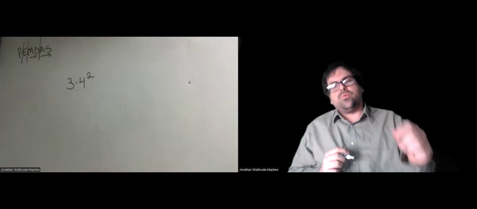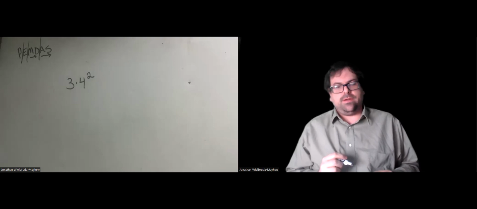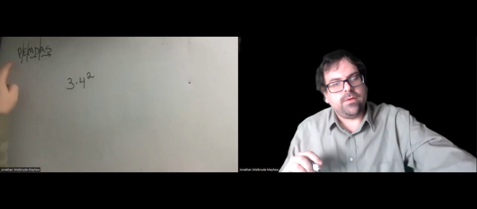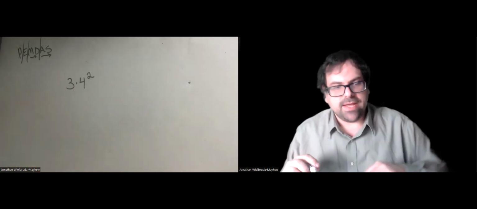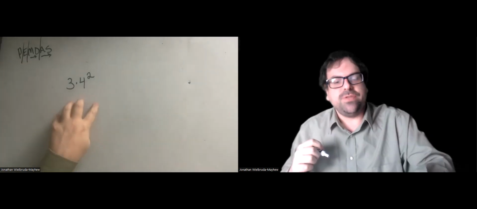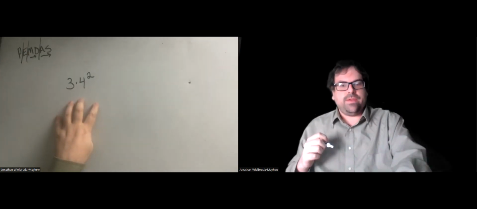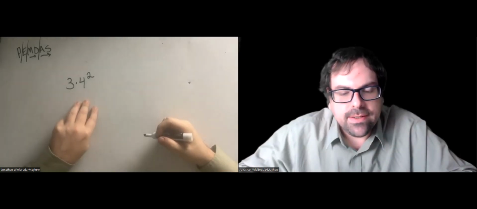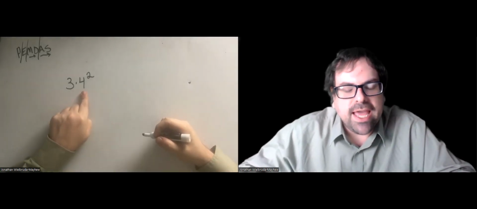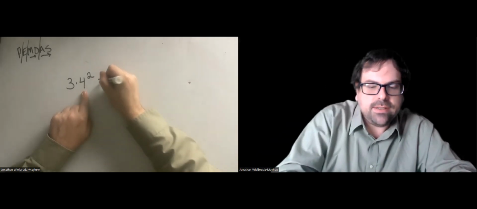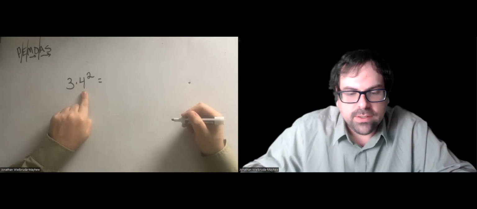Next up, 3 times 4 squared. Be very careful. Parentheses, no grouping symbols, nothing to do there. Exponents. We have to do the exponent next. What is the base? The base is just what the exponent touches. So it's just a base of 4.